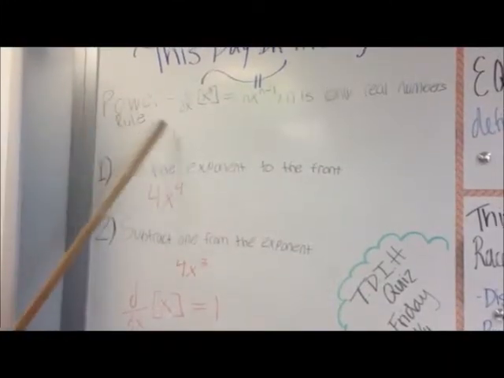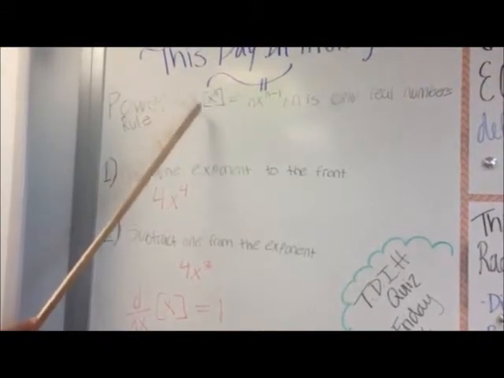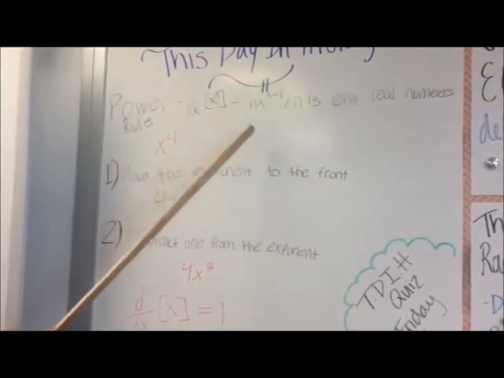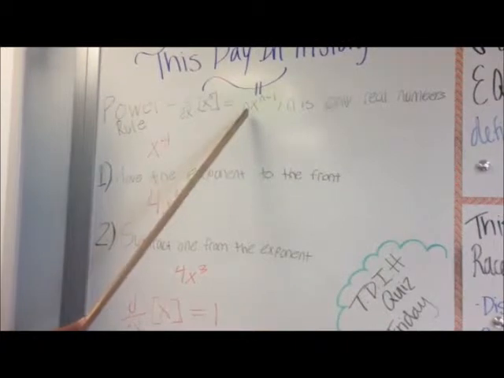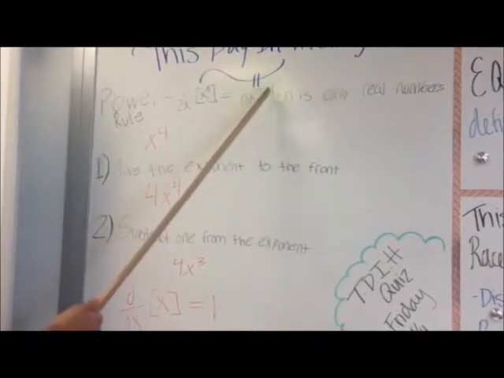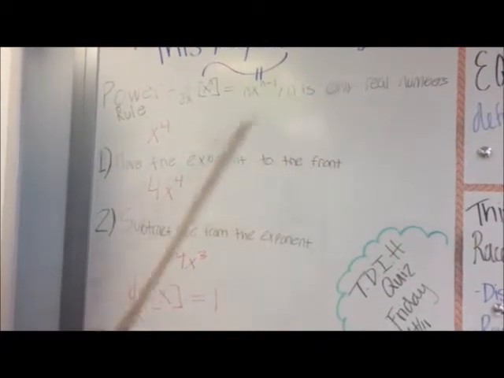Alright, we have the power rule, and you have d over dx of x to the n, which is really just n times x to the n minus 1, and n is only real numbers.